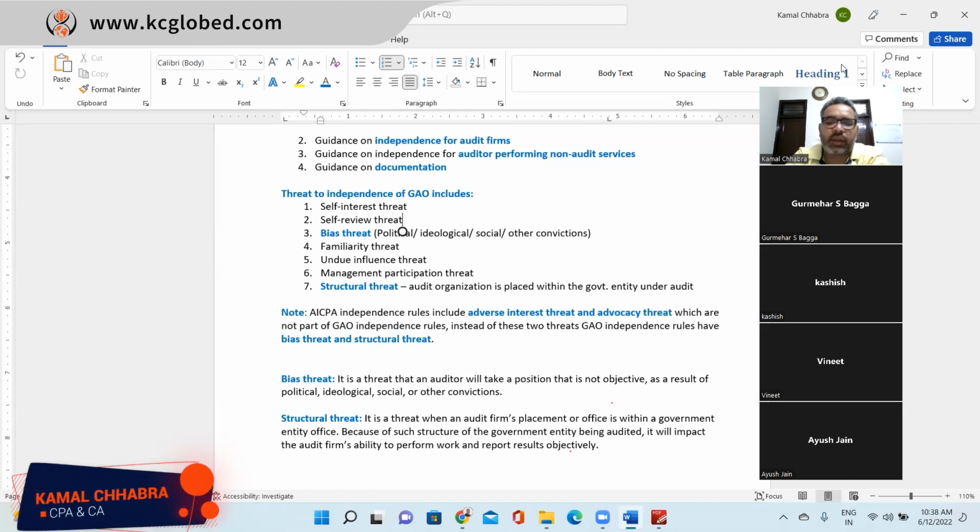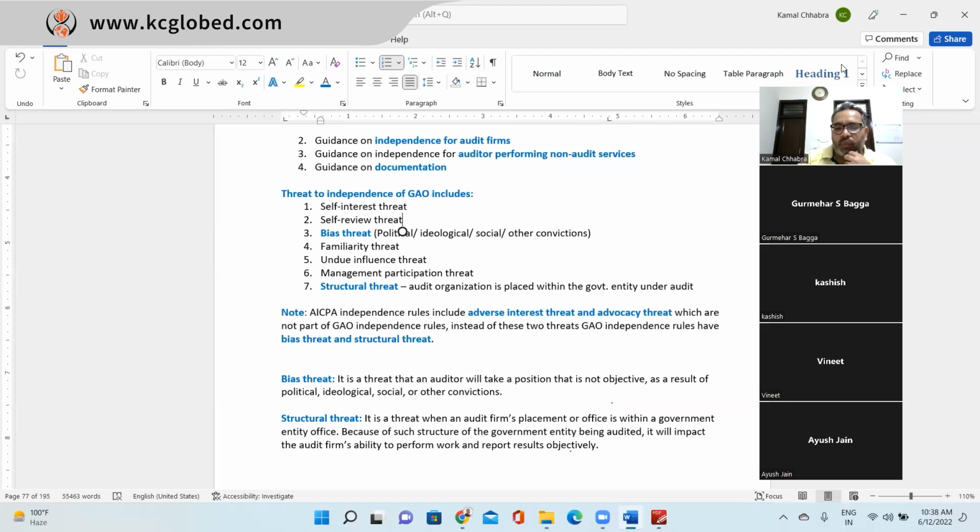Yes, sir. Right. So now let's look at this last paragraph, which is structural threat. It is a threat when the audit firm's placement or office is within the government entity's office. Because of such structure of the government entity being audited, it will impact the firm's ability to perform the work and report the results objectively, right? If your office is within the premises of the government office, then chances are very high you will not perform the audit objectively, as you ideally should. So that is called structural threat.